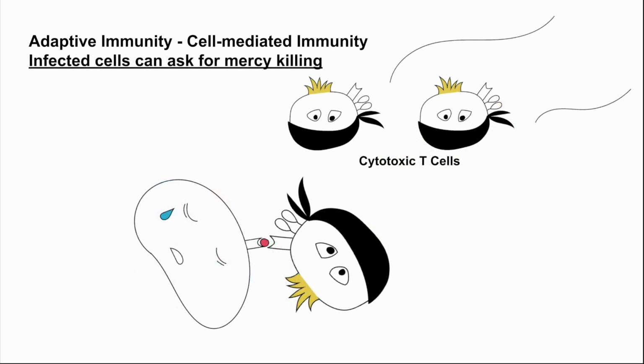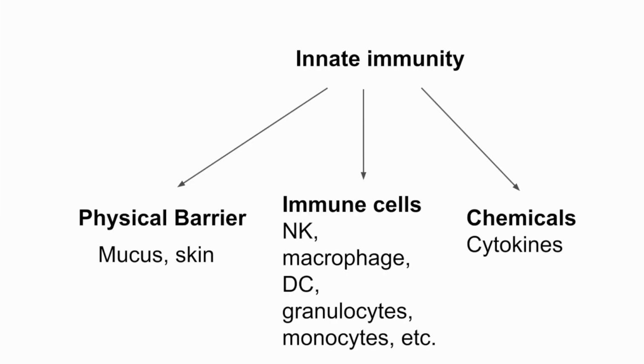If a virus successfully attacks a cell, that infected cell can ask for a mercy killing by presenting fragments of antigen on its surface. A cytotoxic T cell will then recognize the signal and induce apoptosis. Now let's look at the functions and properties of all the cells involved in the innate immune system.